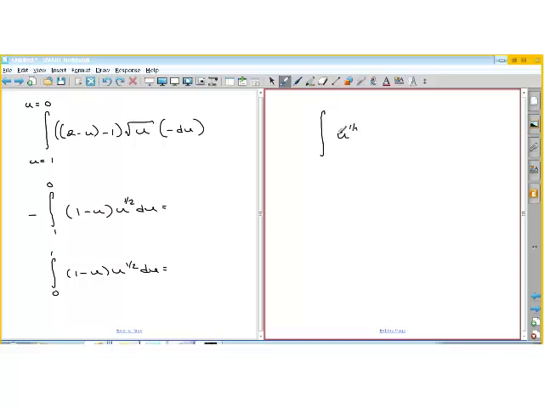So we get u to the 1/2 times 1 is just u to the 1/2. And then u to the 1/2 times u to the 1st power. We add the exponents, and we get u to the 3/2 power. And we're going from u equals 0 to u equals 1. Okay, so we add 1 to each exponent. So we'll get u to the 3/2 divided by 3/2 minus u to the 5/2 divided by 5/2.